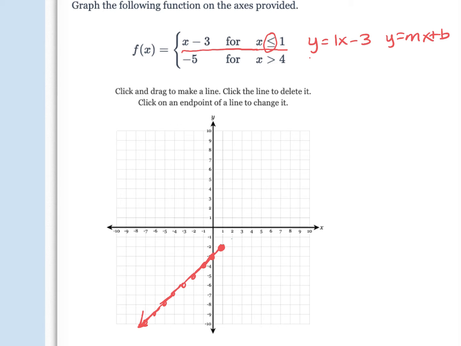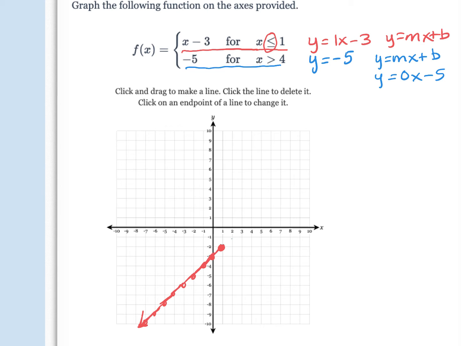Now I'm going to switch over to blue for the second one. And this can be tricky because here we have y equals negative 5. You have to remember that that is a horizontal line, or you have to realize that it still follows y equals mx plus b. And in this case, your y-intercept is negative 5. So this is like y equals 0x plus negative 5, or minus 5. So what that means is you have your horizontal line down here at negative 5.